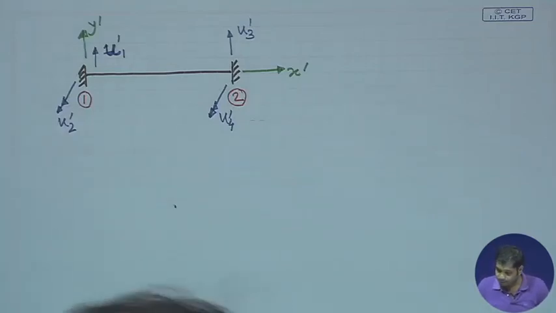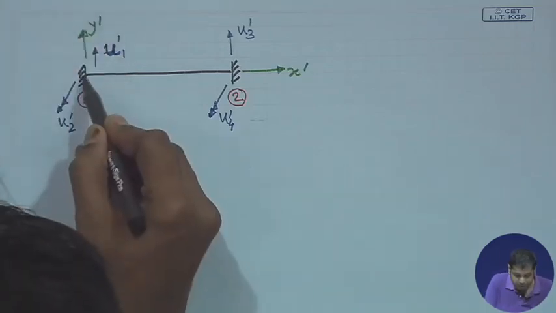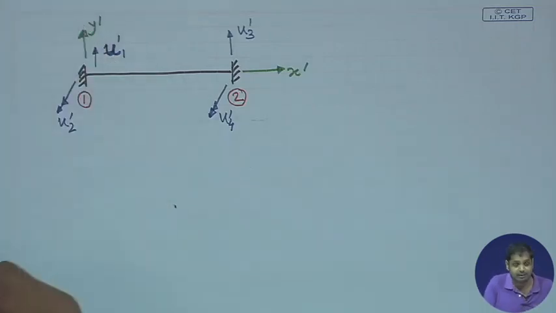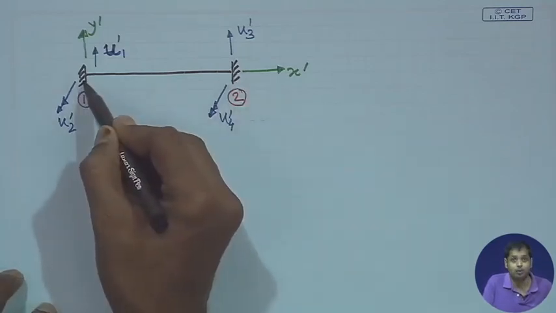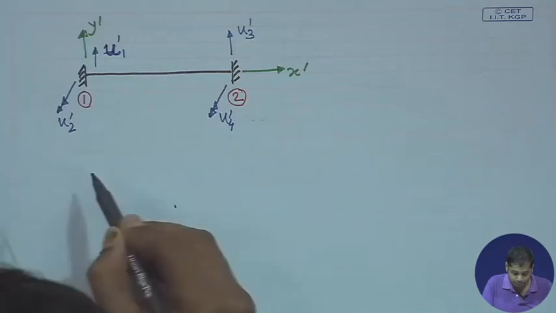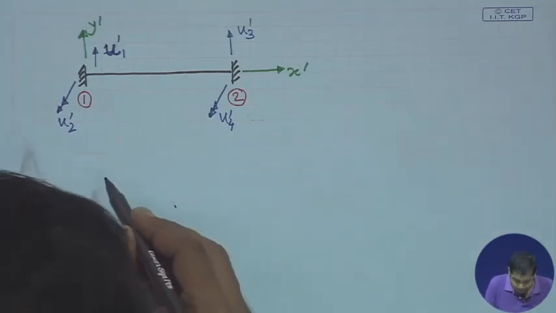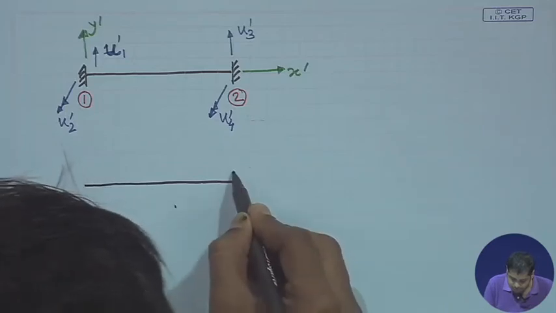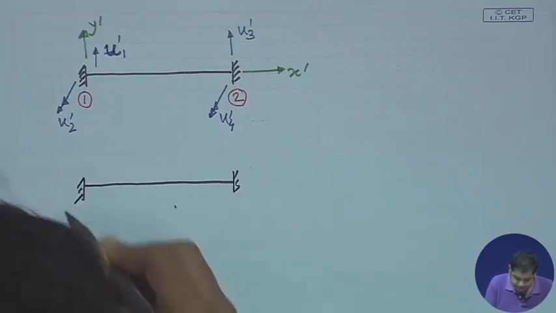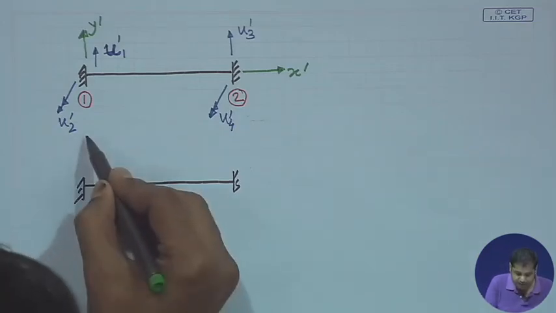Okay. So, first let us take degree of freedom E1, means at point number 1 it translates in this direction, but no rotation takes place at this point. So, only one translation takes place at point 1. So, actually your structure is initially like this. This is fixed, this is fixed. Now, we give a translation in this direction.